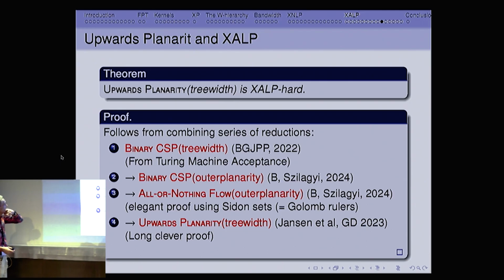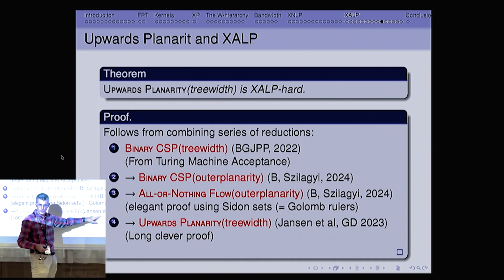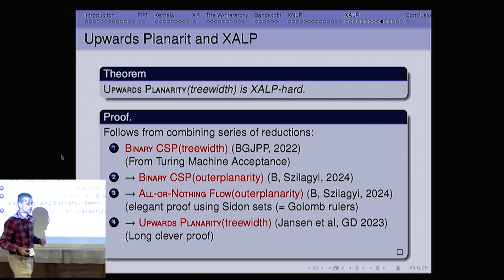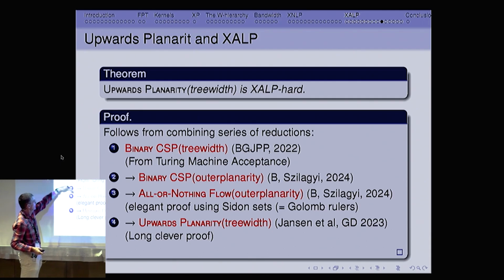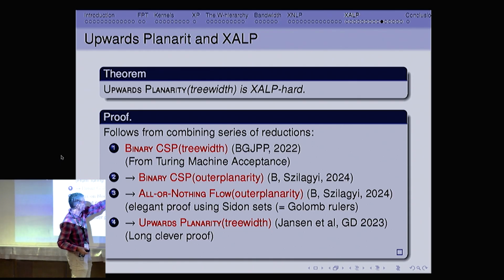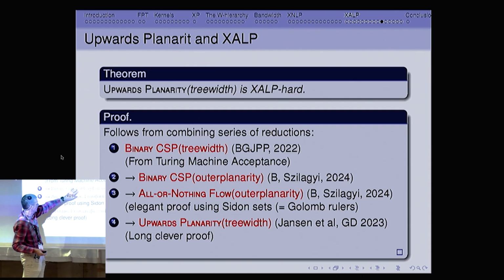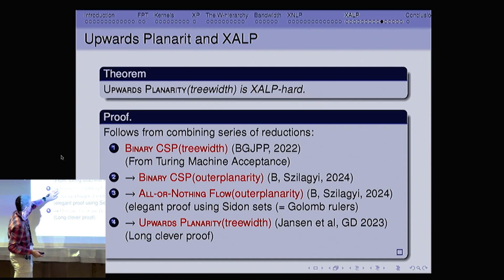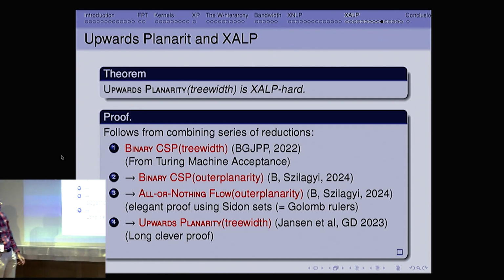One of the interesting ones is upward planarity with treewidth as parameter, which was shown to be W[1]-hard by Jansen et al. 2 years ago in this conference. Now, from Turing machine acceptance, you go to a problem which I call binary CSP. Then you can use crossover gadgets, and an embedding of a graph of bounded treewidth in the plane which has outerplanarity bounded by treewidth squared. And then you get that binary CSP with outerplanarity as parameter is complete for XALP.